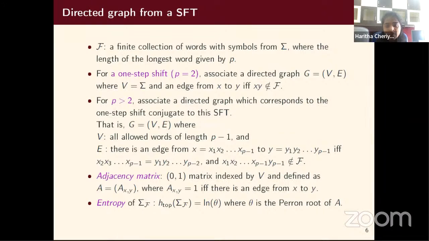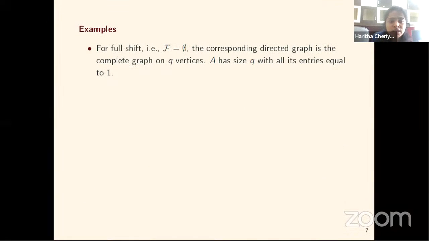And our aim is to obtain a combinatorial expression for this Perron root and eigenvectors. This combinatorial expression depends only on the size of the symbol set and this collection F. So we have to define some combinatorial notion that depends only on the words from F. But before that, here are a few examples.